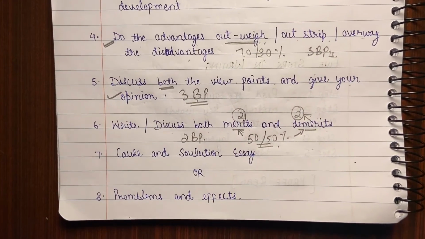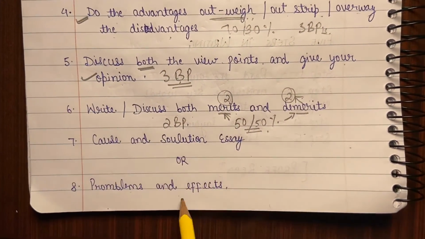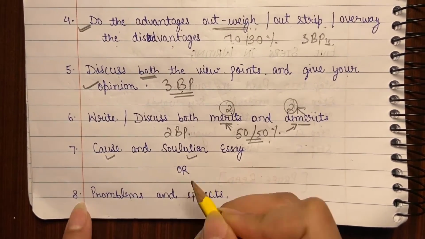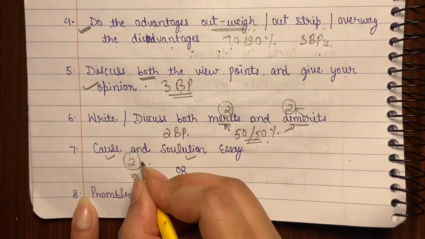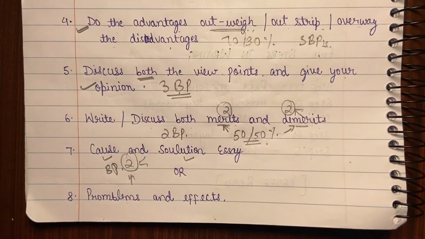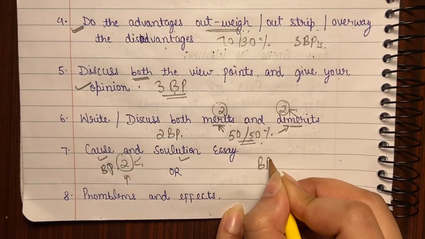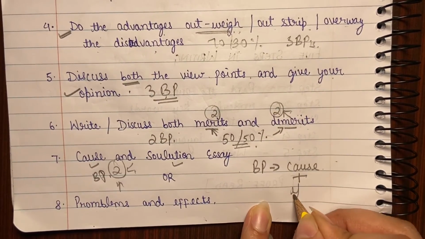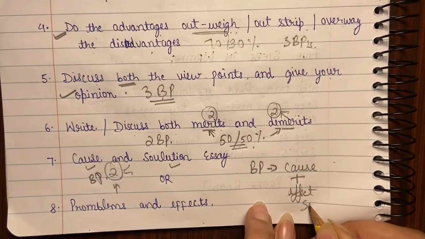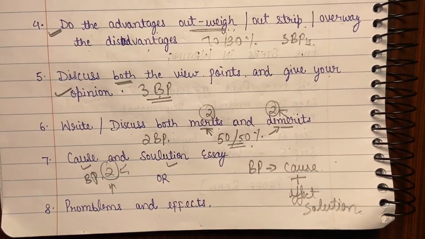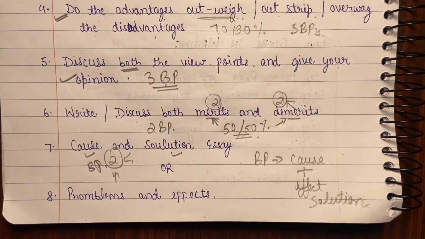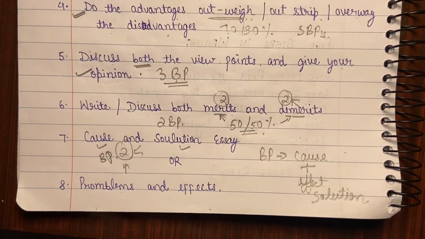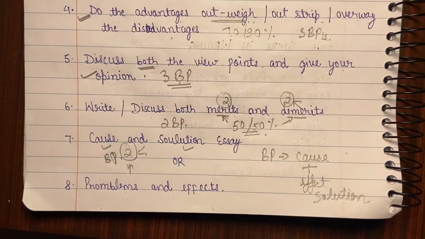Moving on to the next, that comes the cause and solution essay, or the problem and effect essay. In this, you will write causes as well as the solutions of it. You will make 2 BPs for both. In a BP, suppose you have written a cause, you will write an effect or solution for the same in that particular BP. You will not make different BPs for the cause and the solution. That will be ineffective. If you have written causes in one, you will give the solution for the same.